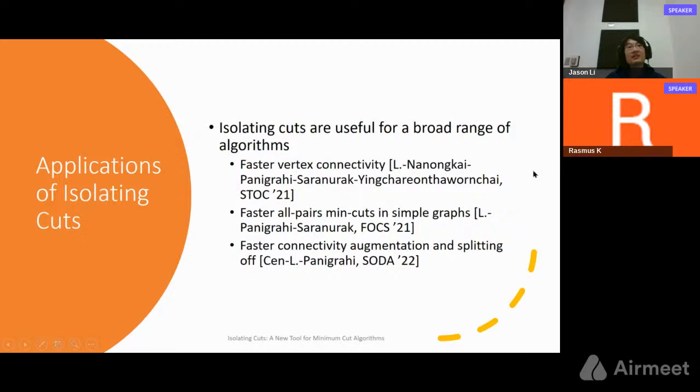So in the past year, there have actually been many applications of isolating cuts. For example, we found applications for vertex connectivity, essentially the vertex min cut. We showed a faster all pairs min cut in simple graphs using this technique. And we even show faster connectivity augmentation and edge splitting off using isolating cuts. So these are three quite different problems that all use isolating cuts as a core routine. Of course, there are many different new ideas, and they feature other ideas on top of that, but isolating cuts was really the main driver that made this possible.